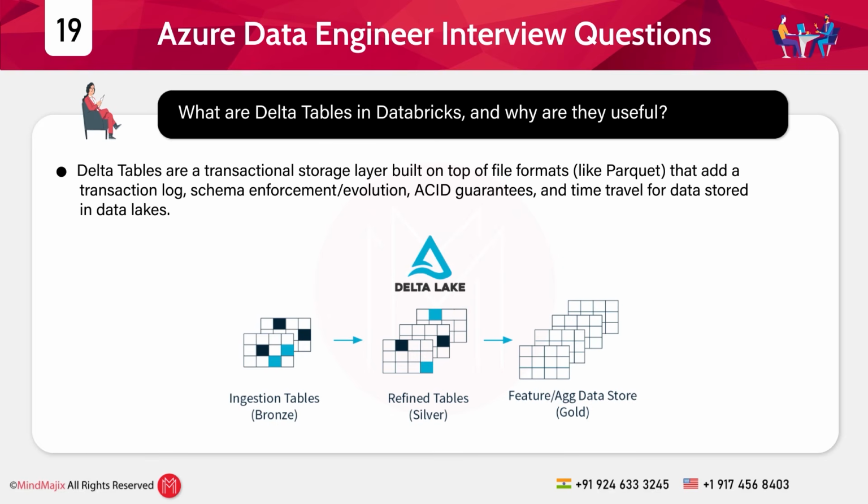So this makes production ETL and ML pipelines far more robust. Delta's transaction log enables versioned queries to inspect the historical data state and supports compaction and optimization operations to improve the query performance.